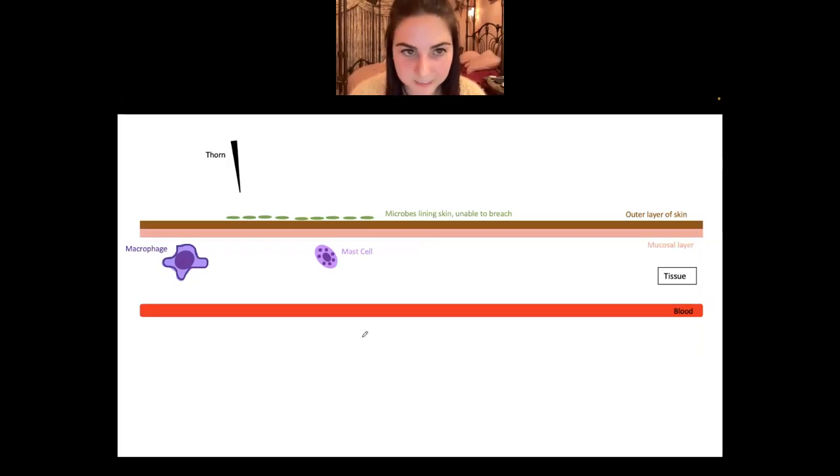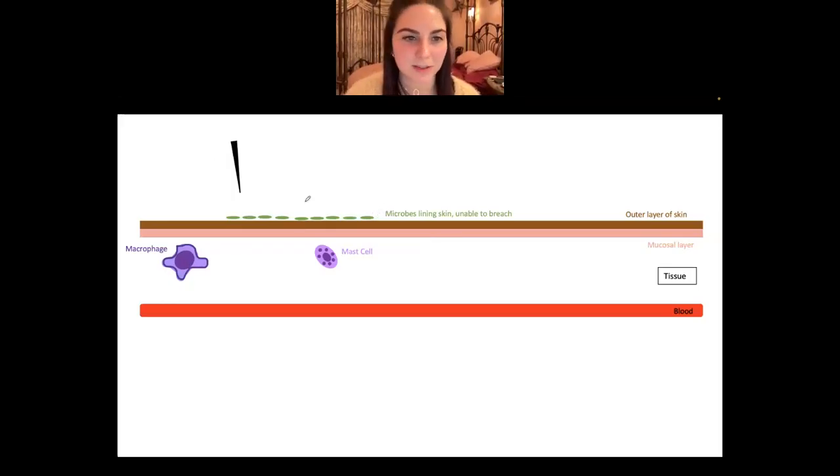But to visualize it, I'm a visual person, right? So we have the barrier. We have our skin. This is a barrier, the first line of defense against any microbe. This is the first part of the innate immune response. So the skin is keeping out the microbes. Here are the microbes in green. It's keeping them out. It's looking great.